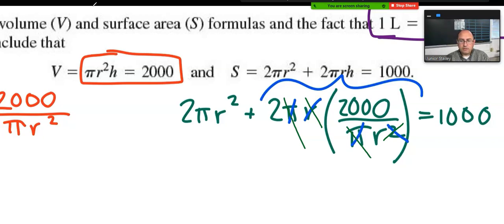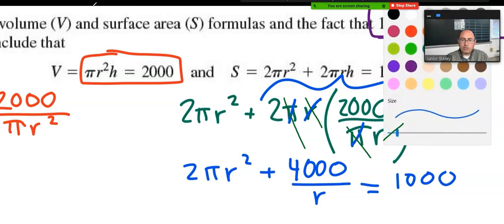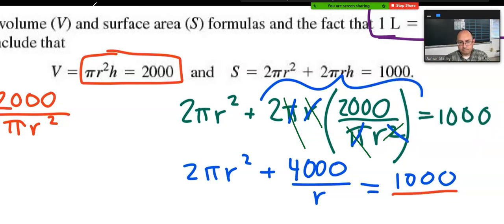So this is really 2 pi r squared plus 4,000 over r, right? 2 times 2,000 would be 4,000, equals 1,000. This makes more sense why it's in this section, because it's a rational function. Now, use the idea of what we talked about in Algebra 2: anything can be divided by 1.